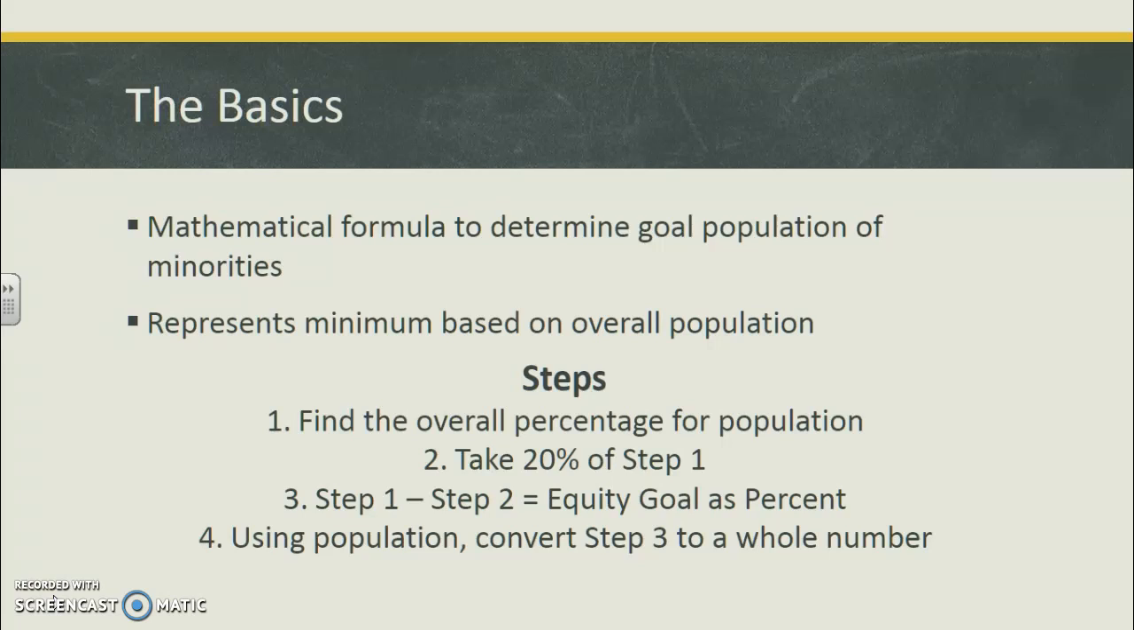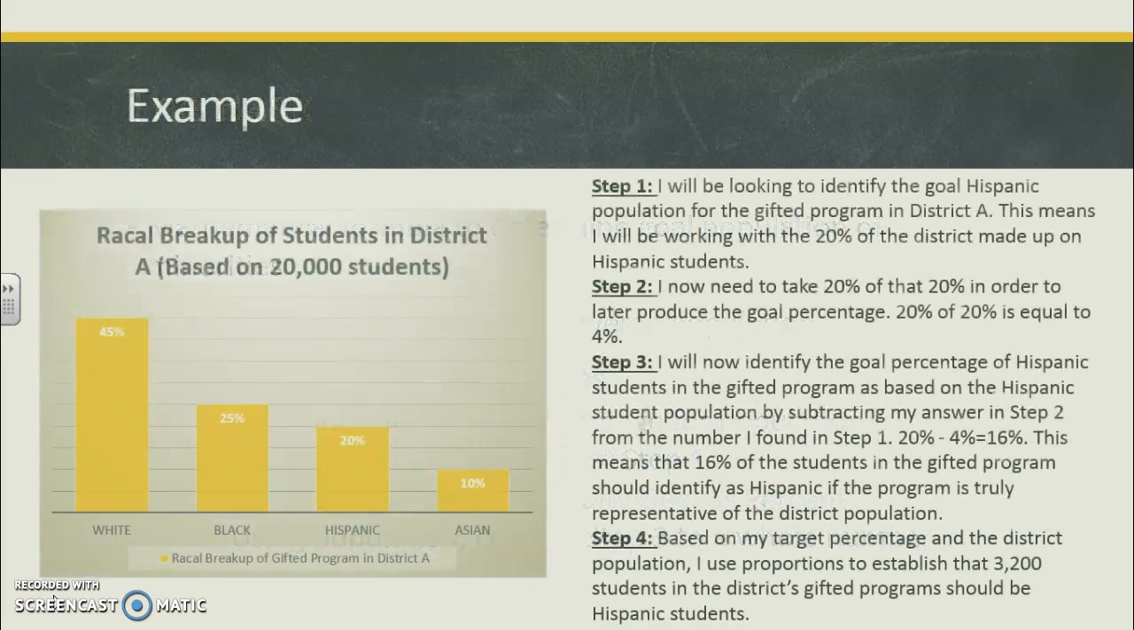And then, just because we as a society don't really like percentages, we really like whole numbers and exacts, you're going to use that percentage and your overall district population to convert this into a whole number. So you know exactly how many students you are looking for within the district being in this gifted population. So I came up with another example on top of the one that Dr. Grantham provided. You can see I have a nice chart here.